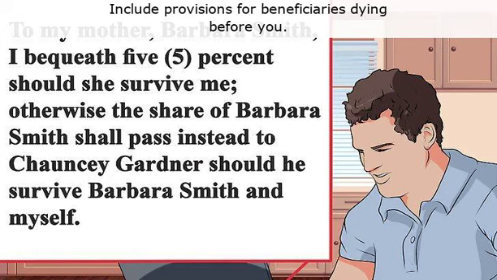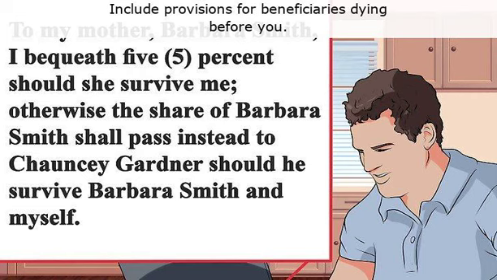Step 4. Include provisions for beneficiaries dying before you. Include statements that clearly explain who gets a beneficiary's gift if that person dies before you. For example, "To my mother, Barbara Smith, I bequeath 5% should she survive me. Otherwise the share of Barbara Smith shall pass instead to Chauncey Gardner should he survive Barbara Smith and myself."